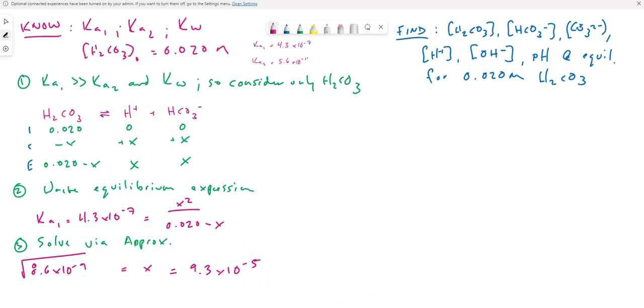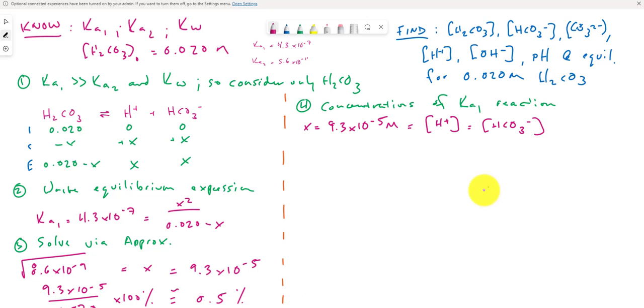So we can check that approximation just by taking the ratio against what our initial concentration was, which was 0.02, and figuring out what the percentage was. That equates to around 0.5%, and we said before that our criteria for this class is usually anything less than 5% is okay, so we're going to call this good and skip the quadratic.